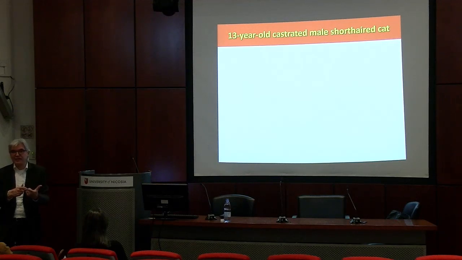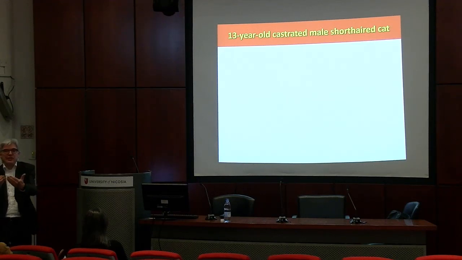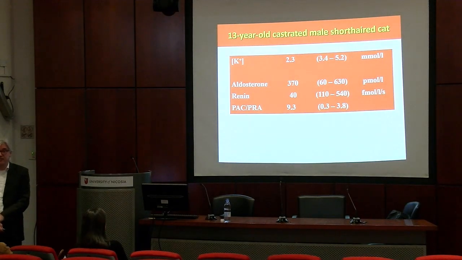The cat did not receive any medication. It was already quite an old cat. So also in this cat, it made sense that there was something wrong with the stimulation of the aldosterone receptor. And especially because the cat also had arterial hypertension. So also in this cat, we investigated the renin, angiotensin, aldosterone system.